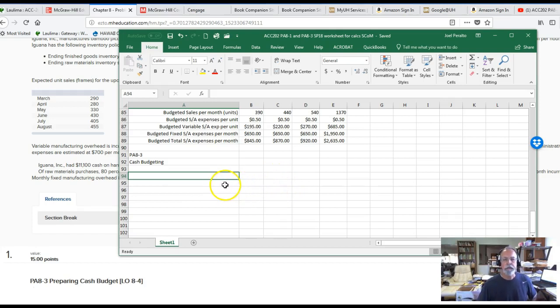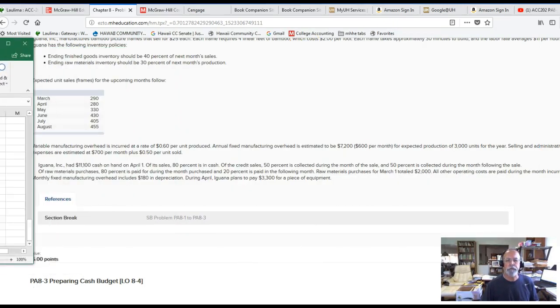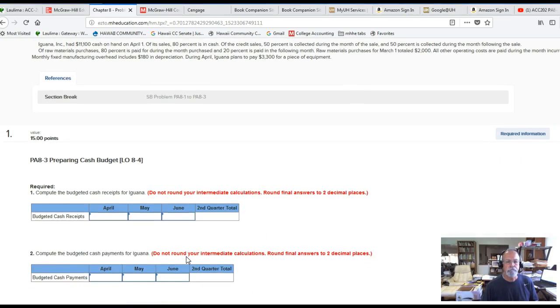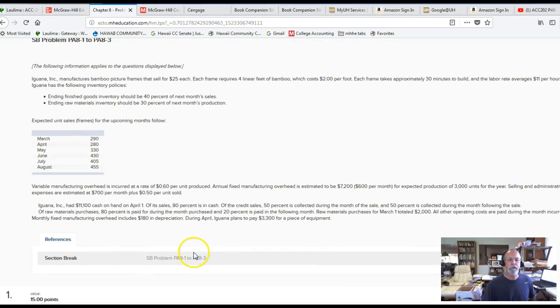I think we're looking at, again, budgeted cash receipts. So if we take a look at the problem, the first part of the problem was talking about making the product. If we go down past expected unit sales, we'll use some of this information in coming up with our budgeted cash receipts.